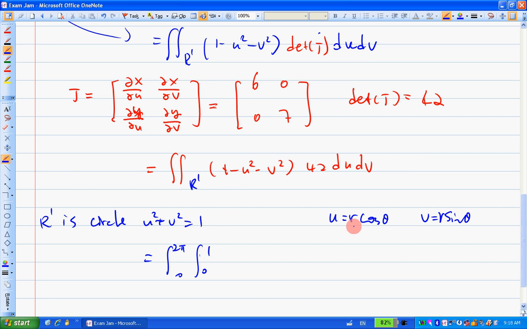Then I substitute u and v back here, and you get 1 minus r squared. The 42 stays, and instead of du dv, because of this change of variable, you get r dr d theta. So the rest of the work is basically straightforward. There are two changes of variable in terms of the region for the integral here. You should get the right result, 21 pi. That's basically one of the questions over there.